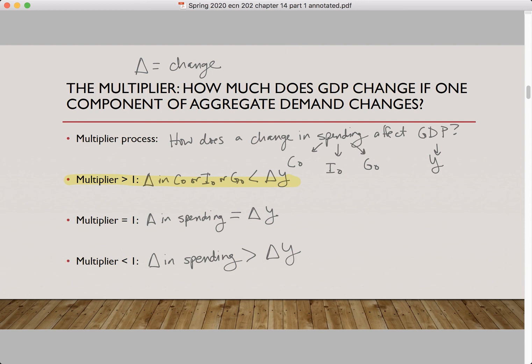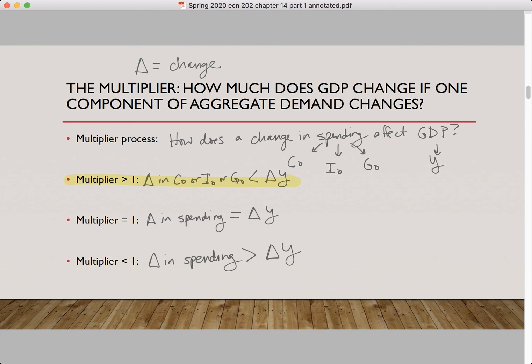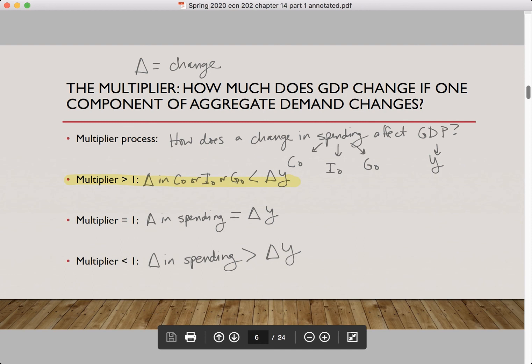If the multiplier is greater than 1, then we assume that a change, and just a reminder, I use a triangle, delta, to represent change, in spending independent of income, or investment expenditure, or government expenditure, we expect a bigger change in GDP. So that is when the multiplier is greater than 1. If the multiplier is equal to 1, then we expect that the change in spending will be equal to the change in GDP. And if the multiplier is less than 1, then we expect that the change in spending itself will be greater than the overall change in GDP.